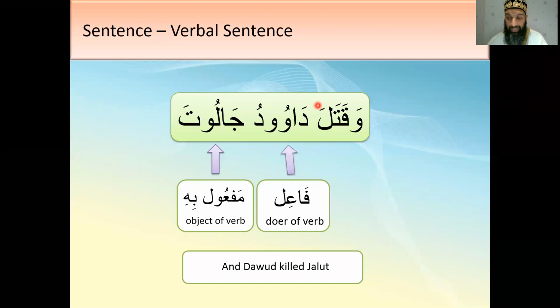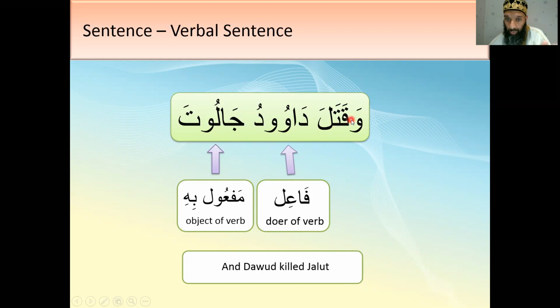Who killed? In Arabic, you get two types of sentences. One is a nominal sentence, a sentence that begins with a noun. Al-kitabu jamilun, for example. It's talking about a noun and then it talks. The second type is a verbal sentence, a sentence that begins with or has a verb in it. So qatala, he killed. Who killed? How do you know Dawood killed? How do you know Jalut didn't kill? Because qatala just means he killed.